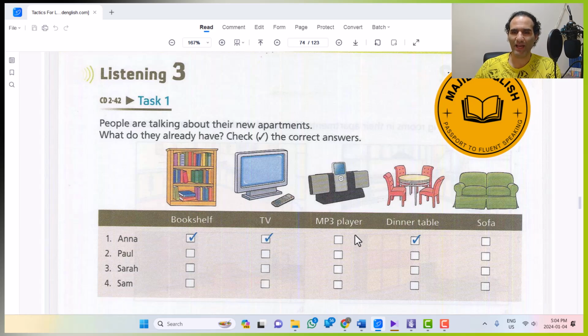It goes back to about 10 to 15 years ago when this book was published, and MP3 players at that time were a sign of luxury and prestige. Anyway, MP3 player, dinner table, and sofa. Okay, so let's listen. What do the people already have? For example, Anna has already got a bookshelf, a TV, and a dinner table. Let's listen. Please listen non-stop. Take notes. Give me your summary. Let's go.